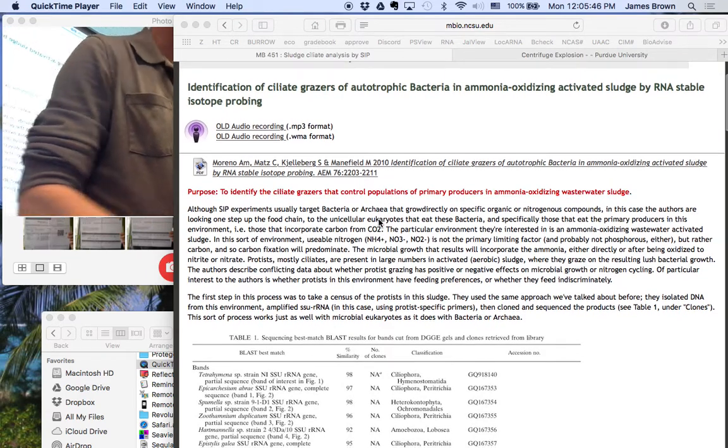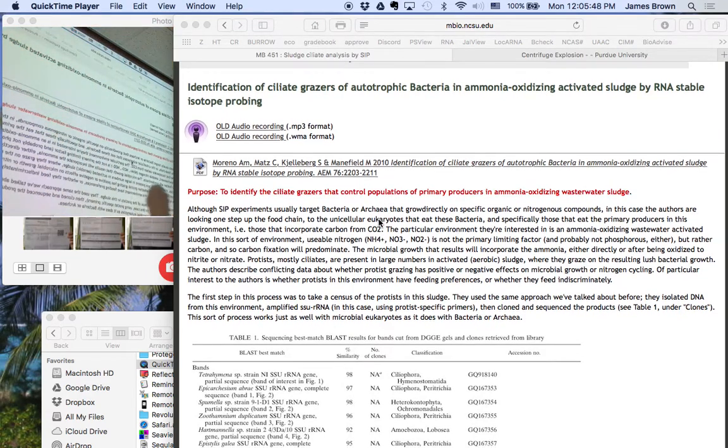So here's the paper. I like this paper because it actually goes two steps up the food chain instead of just one, makes it a little more interesting. And because it's got a bunch of weird protists in it that I've never heard of. "Identification of ciliate grazers of autotrophic bacteria in ammonia oxidizing sludge by RNA stable isotope probing." Done by Mansfield or Mayfield's group. This is the guy who initially made this procedure practical.